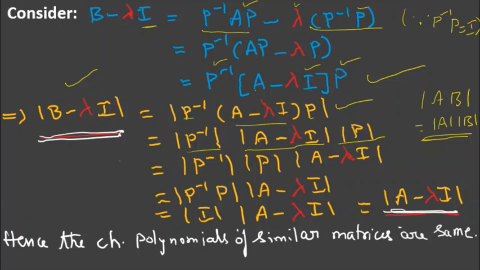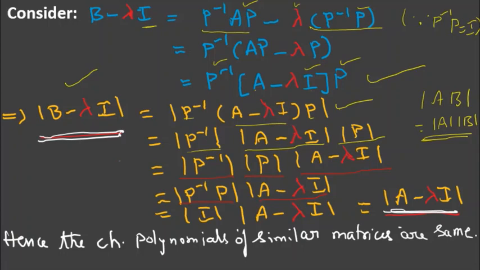Then, det P inverse and det P are numerical values, the determinant of a matrix with numerical values. So I bring det P here: det P inverse times det P, by the associative property, and then det(A - λI). Now, det P inverse times det P, I will write as det of P inverse P, times det(A - λI). Det P inverse P is equal to det I, times det(A - λI). What is det I? It is equal to 1. So this will be equal to det(A - λI).